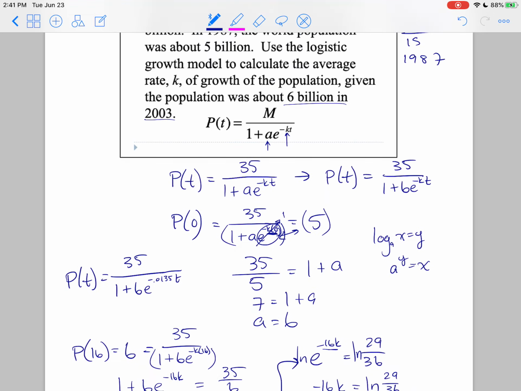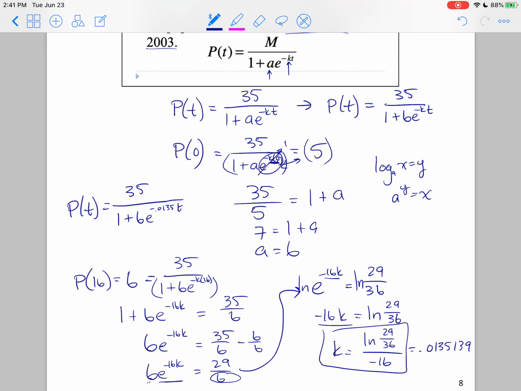If they said, well, what will the population of the Earth be in the year 2020? Well, I could plug 33 in for t, and I could find the population. Or if they asked, what year would the population be 10 billion? I can put 10 in for P of t, and I can go through this whole process that I just went through here, but instead of solving for k, you'll be solving for t. It's the same exact process.